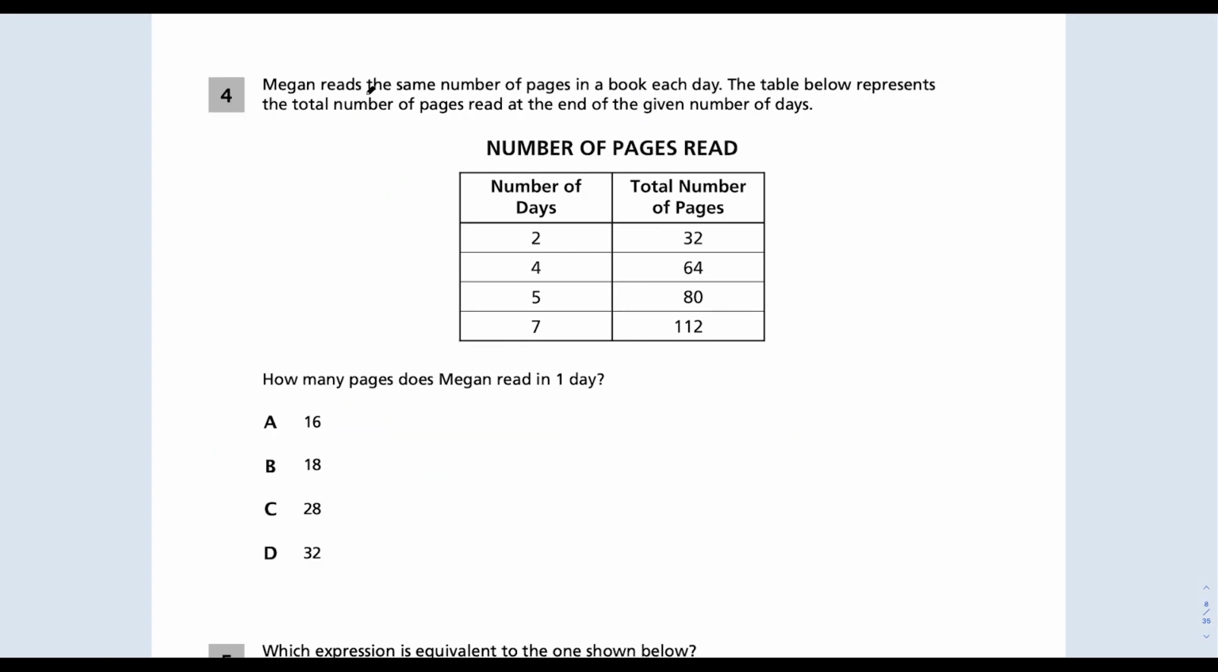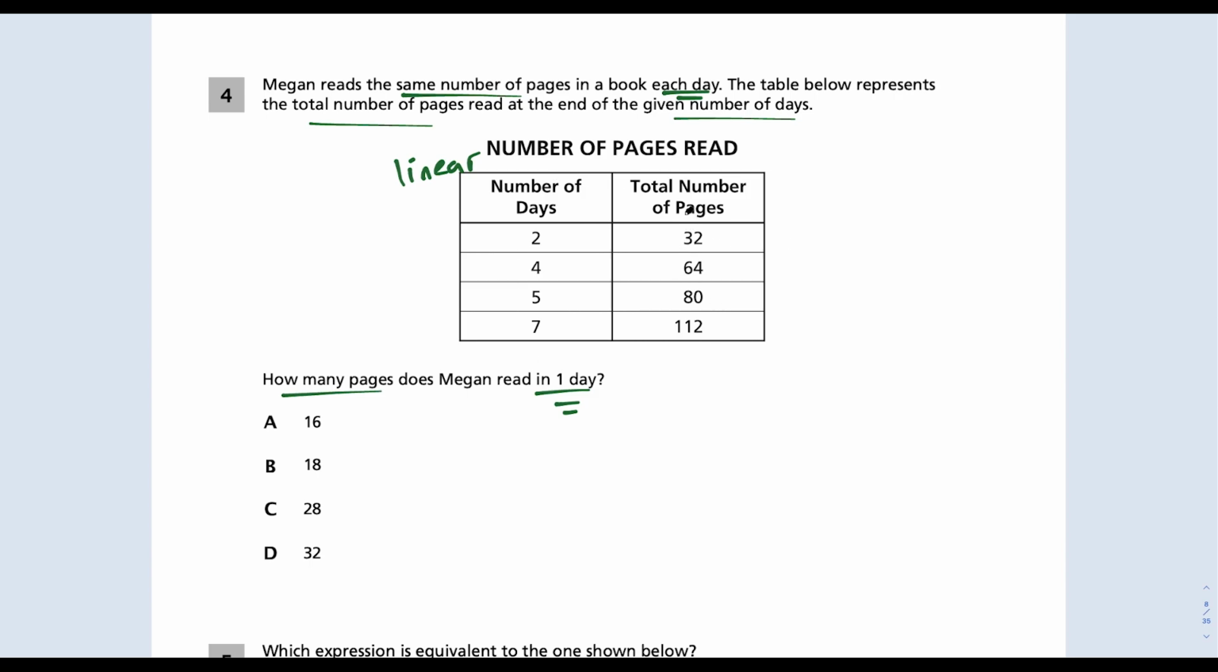So question 4. Megan reads the same number of pages in a book each day. Okay, so this is really big here. Same number of pages each day. And the table below represents the total number of pages read at the end of a given number of days. How many pages does Megan read in one day? So for this one here, once again, Megan is reading the same number of pages each day. So that means that this table here is going to be linear, a constant rate of change.